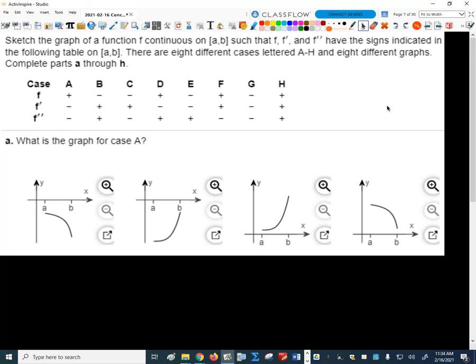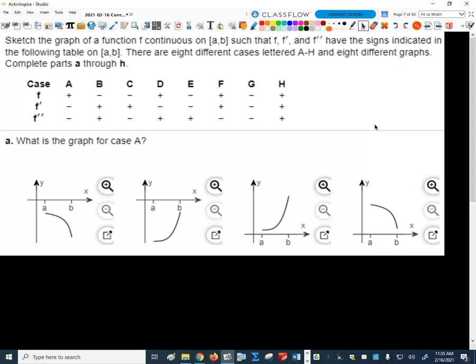So sketch a graph of a function f that's continuous on the closed interval from a to b, such that f, f prime, and f double prime have the signs indicated in this little table down here, right? So I want you to match these things up now. Which one of these, the first, second, third, or fourth, matches up with case A? What's the graph for case A?